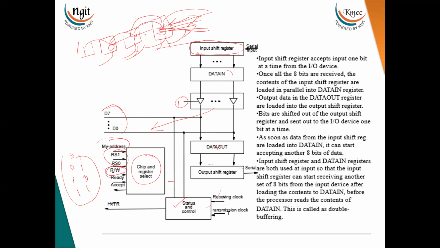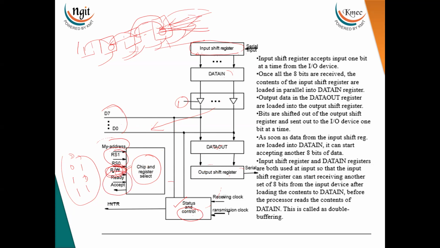Now read and write. If the processor wants to read the data, it will give the read command. If the processor wants to write the data, it will give the write command. For reading the input, the read command; for reading the status register and control register, also read. And if the processor wants to send data to the output register, it will give the write command. And if the processor wants to put the control word into the control register, then also it will give the write command. Now coming to the ready and accept.